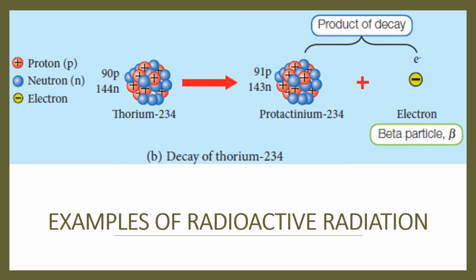The difference here is the proton number. As you can see, the proton number of protactinium increased by 1. The other product of thorium decay is an electron. This is the beta particle.